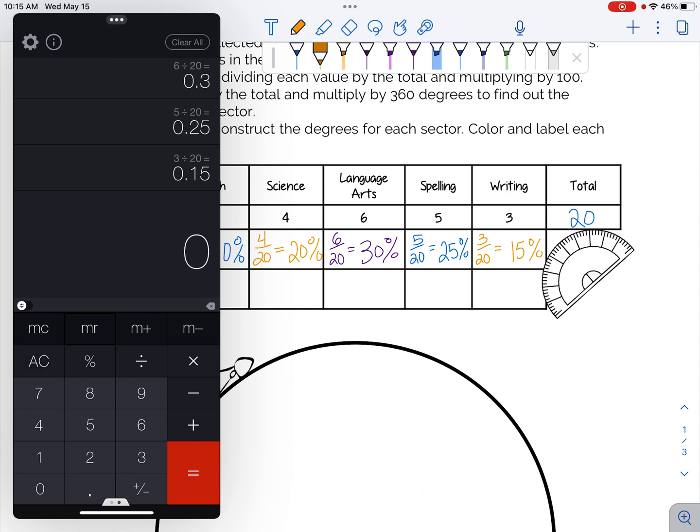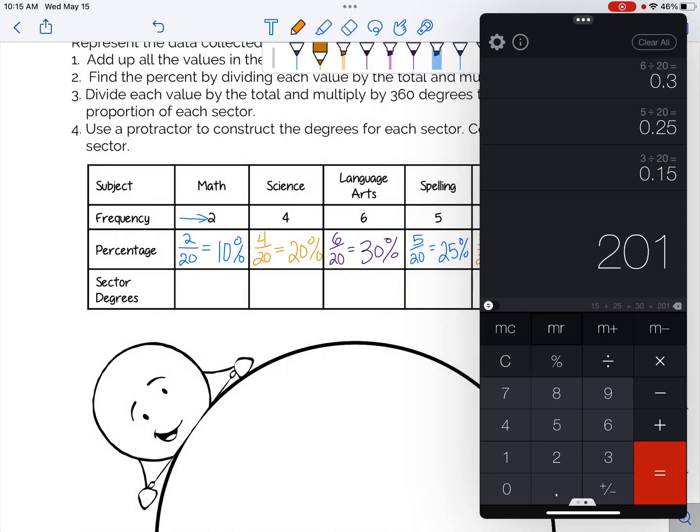Before I go any further, I am going to add those percents in the calculator. So I'm going to start with the one that I just did. 15% plus 25 plus 30 plus 20. And then I can't remember the math percent. 10%, try that again. 10 and 20. I can see the list there. Yep, it makes 100%. So far, so good.